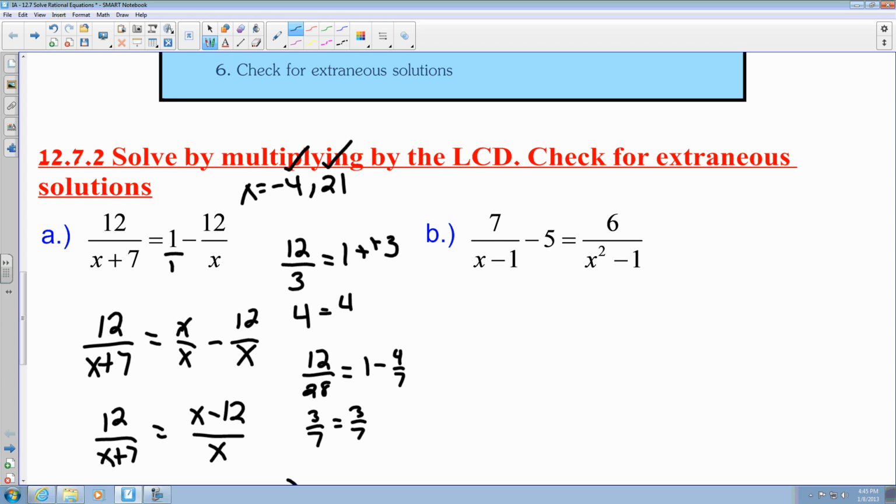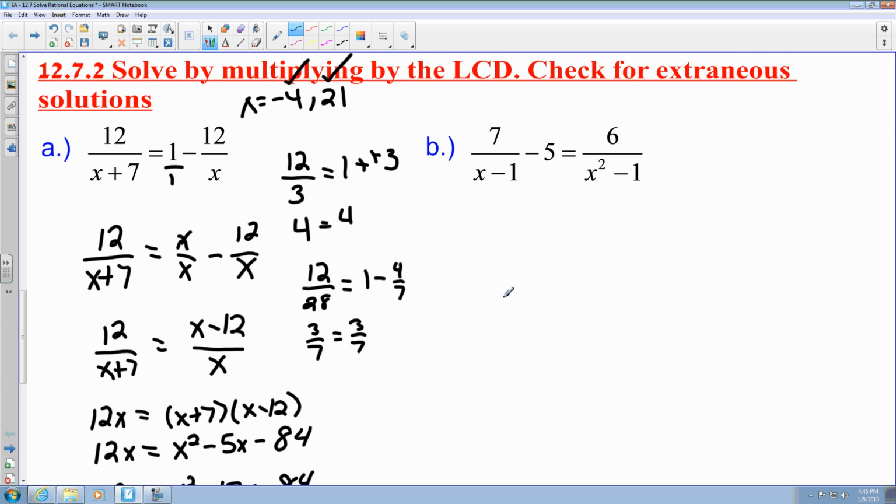Not all the time you're going to find that both values hold true. Sometimes you're going to have both values be true. Sometimes you're just going to have just one. And sometimes you're going to have neither of them. So it's very important to check for extraneous solutions.